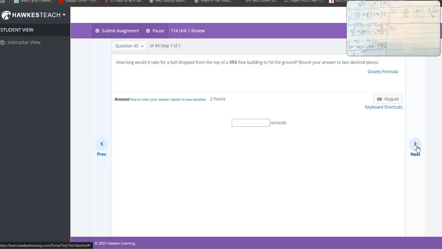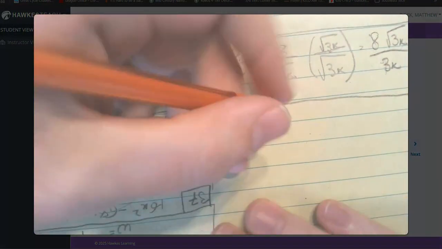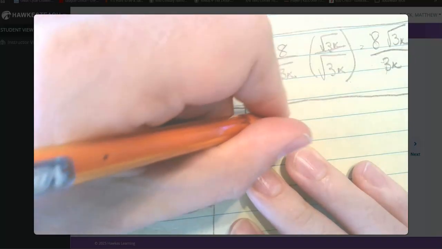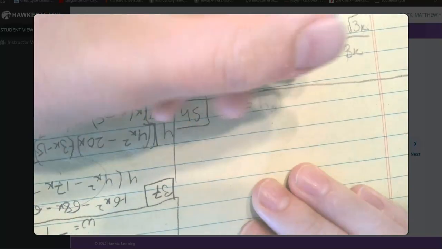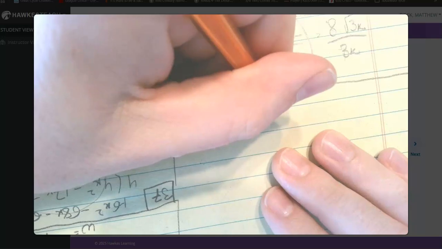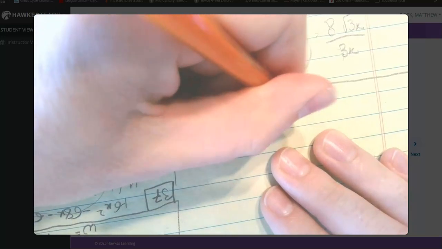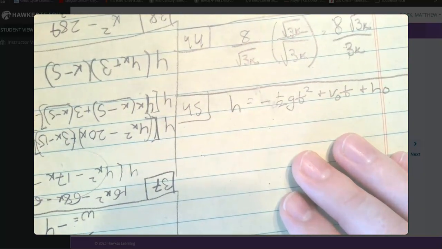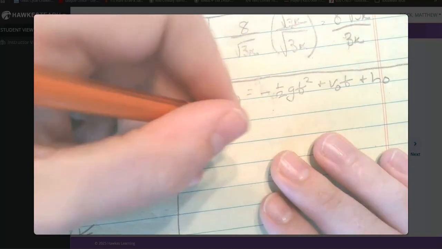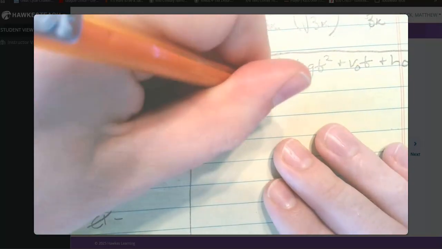So the next one says, how long will it take for a ball dropped from a 484-foot building to hit the ground? All right, so again, we have our h is equal to h sub 0. Or I guess I'll stick with, again, the way they choose to represent it here. So you have -1/2 gt squared plus v naught t plus h naught. All right, so you want to figure out when it will hit the ground. So that's when h equals 0.